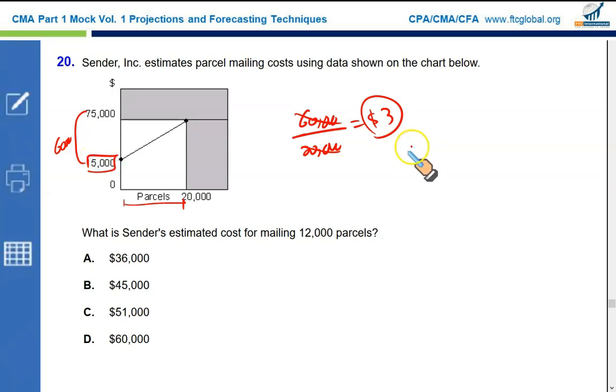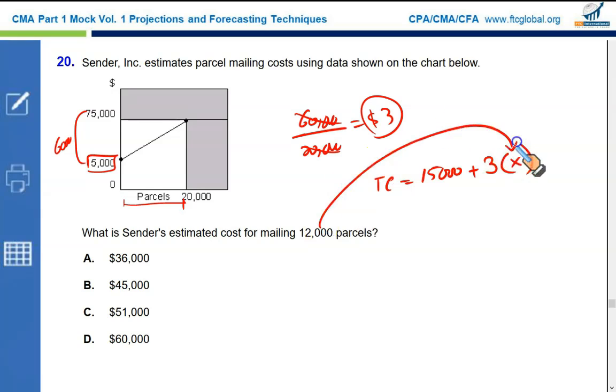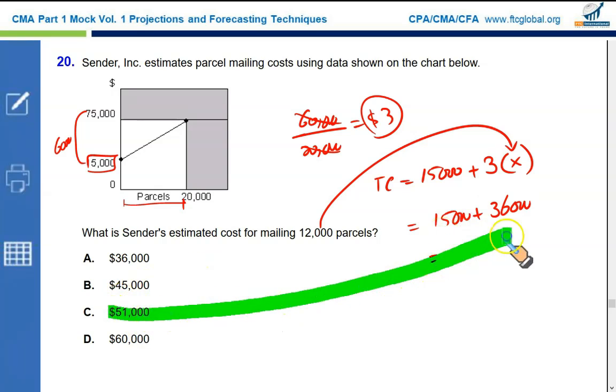If you draw it in the form of an equation, total cost is equal to $15,000, which you must pay as a fixed cost, plus $3 multiplied by the number of parcels sent. If you want to send 12,000 parcels, then the variable cost will be $36,000. To this you add 15,000 and that will give you a total of 51,000.